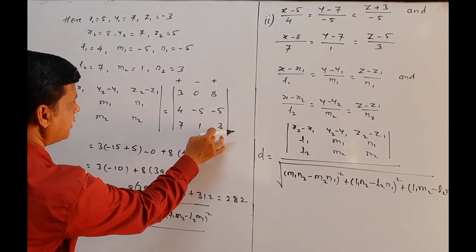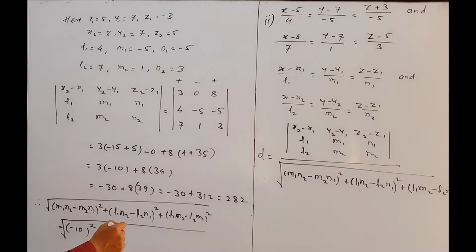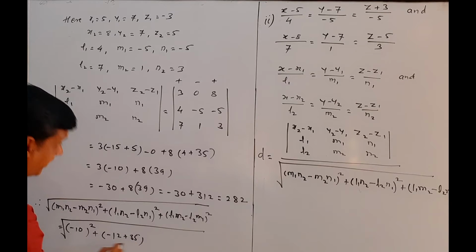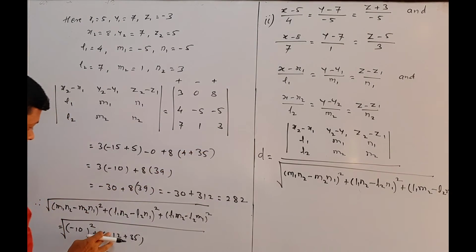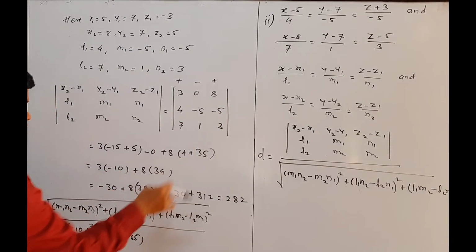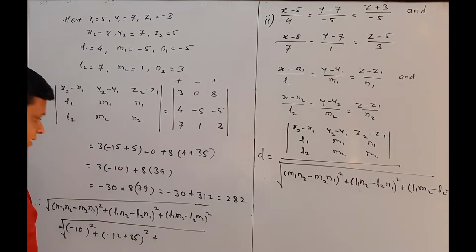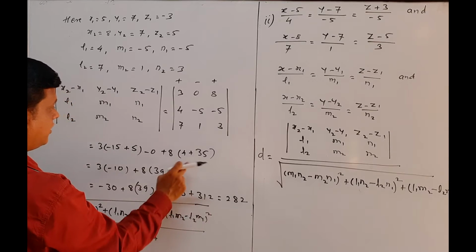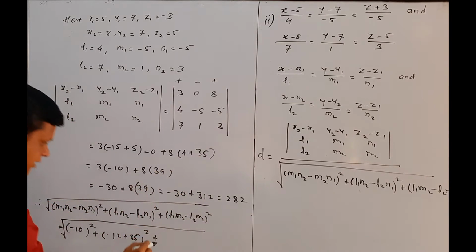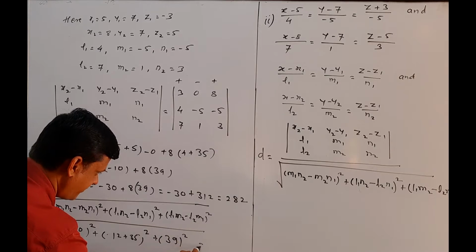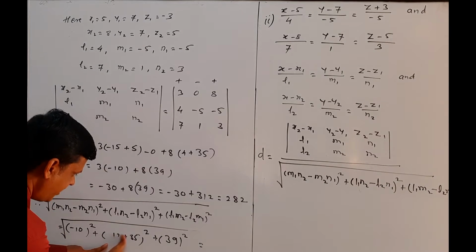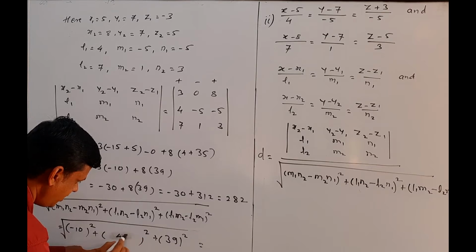4 into 3 is 12. 12 minus minus plus 35. So 4 into 3 is 12 minus minus plus 5 into 7 is 35, its square, plus then this value we have calculated already, L1 M2 minus L2 M1, which is 4 plus 35, which is 39. So we write 39 its square. So first we add these two. So 35 plus 12, we get here 47. So we directly write in the next step here 47.